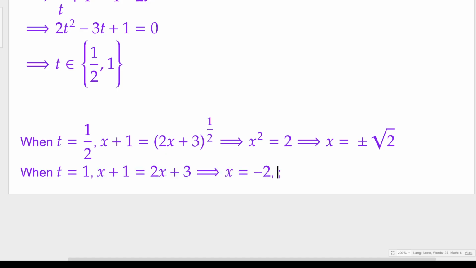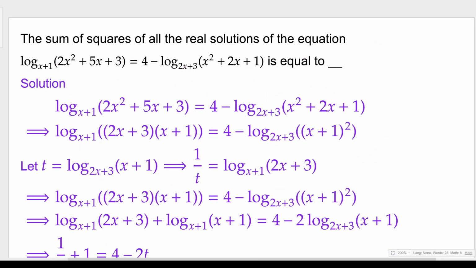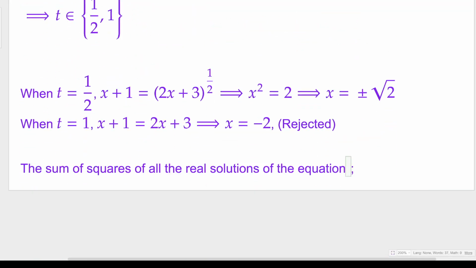Now this has to be rejected, because in the logarithmic equation, if I put negative 2, it will make my logarithmic factors undefined. Similarly, I need to reject minus root 2 because this will also make my logarithmic factor undefined. So finally I can say the sum of squares of all the real solutions of this equation would be holding true only for x equal to square root of 2.